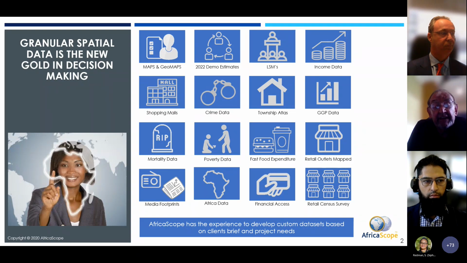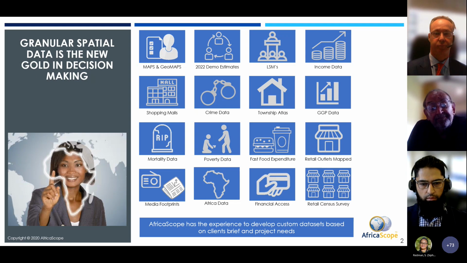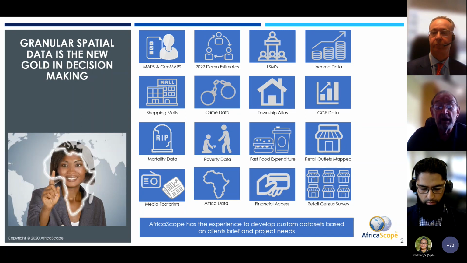Mortality rates, poverty data, fast food expenditure at a local level. We've mapped over 150,000 retail outlets. We have media footprints. We have extensive data for African countries as well, looking also at financial access and our retail census data.